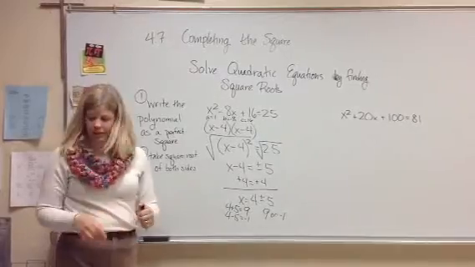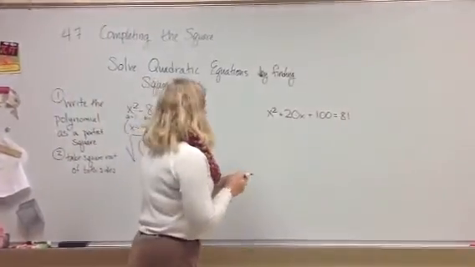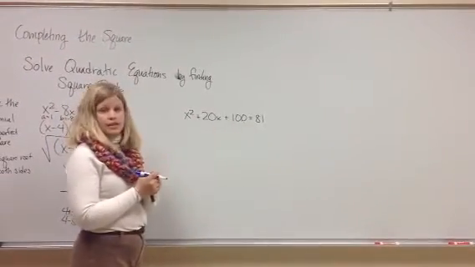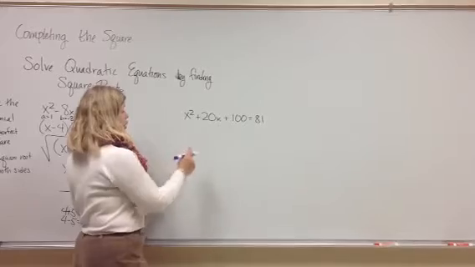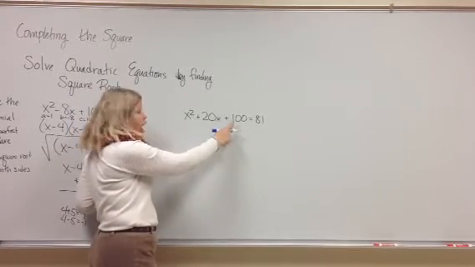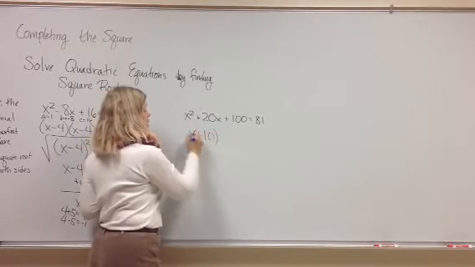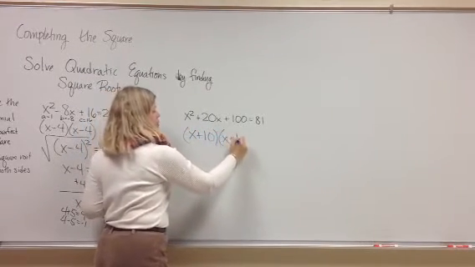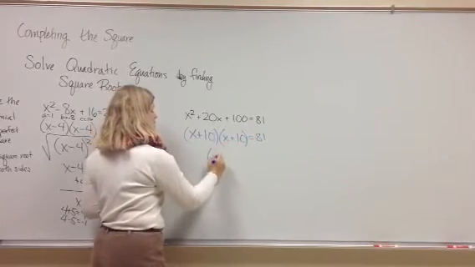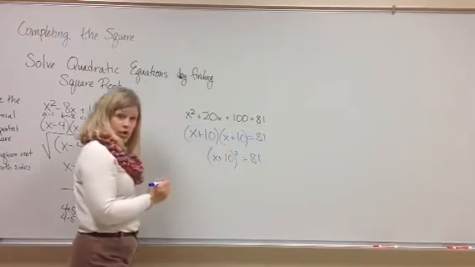Let's go ahead and do one more example just to get you used to this. So here we go. We know the first thing we want to do is write this as a perfect square. So, 100, that's a perfect square. 10 and 10, and 10 and 10 give us 20. So x plus 10, x plus 10. Now we can rewrite this as x plus 10 squared.